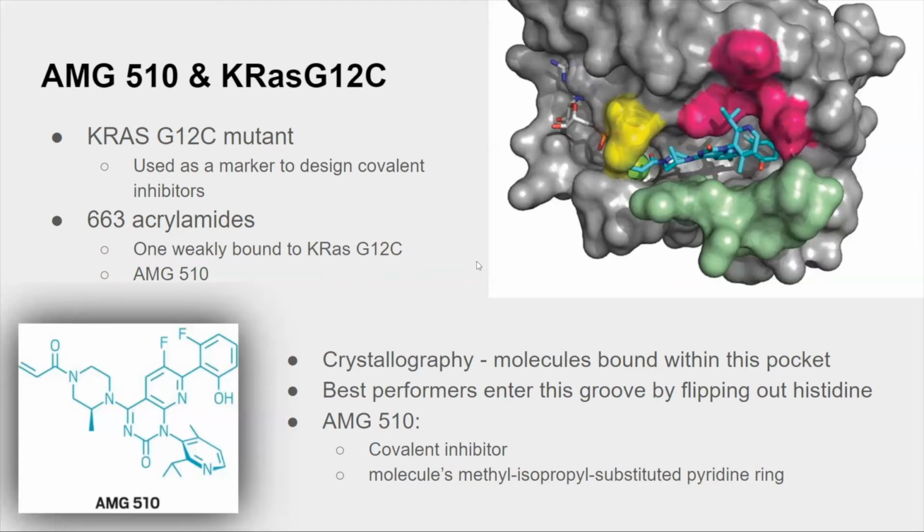AMG 510 does just that, and its methyl isopropyl substituted pyridine, this part of the molecule shown here in this location of the groove, is responsible for forming 25 van der Waals interactions within this point. And therefore, this molecule prevents the mutant KRAS G12C from becoming active and carrying out its function.